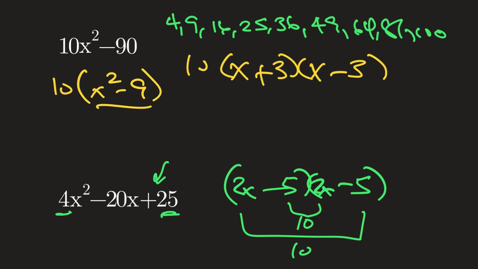What do you notice about the parentheses? They're the same. They are identical. Okay? These parentheses are identical. Guys, this is a characteristic. This right here is what we call a perfect square trinomial. It's a perfect square trinomial. Perfect square trinomials factor into 2 identical sets of parentheses.